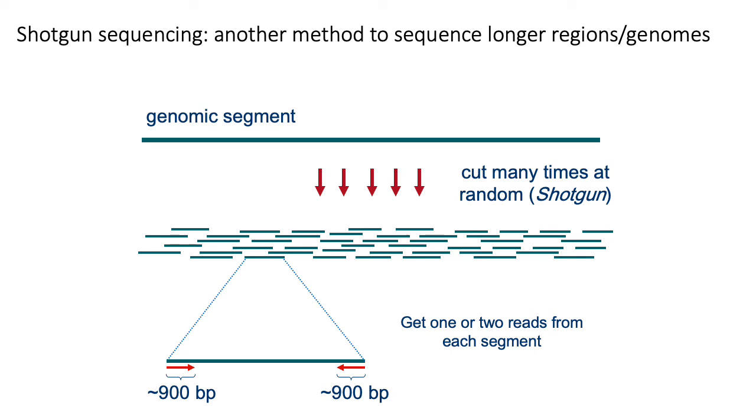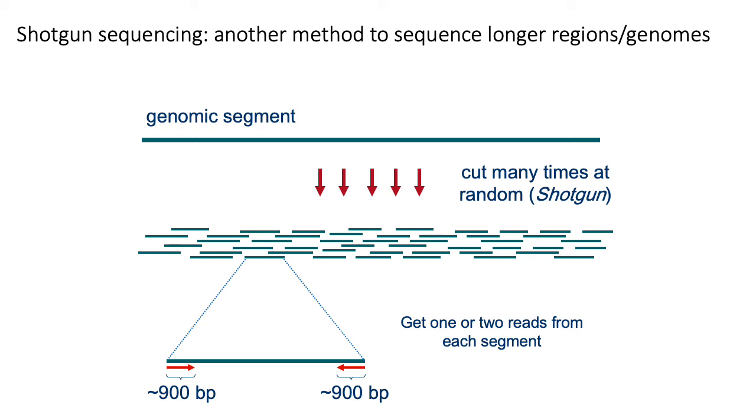The general principle that genome sequencing is based on is something called shotgun sequencing. Again, the idea is that if you start out with a really long genomic fragment or a segment of a genome, you cut that genome segment into many different pieces. Because you obviously have more than one copy of the genome in hand, you cut many times across the genome sequence at random. That's what the term shotgun is referring to.